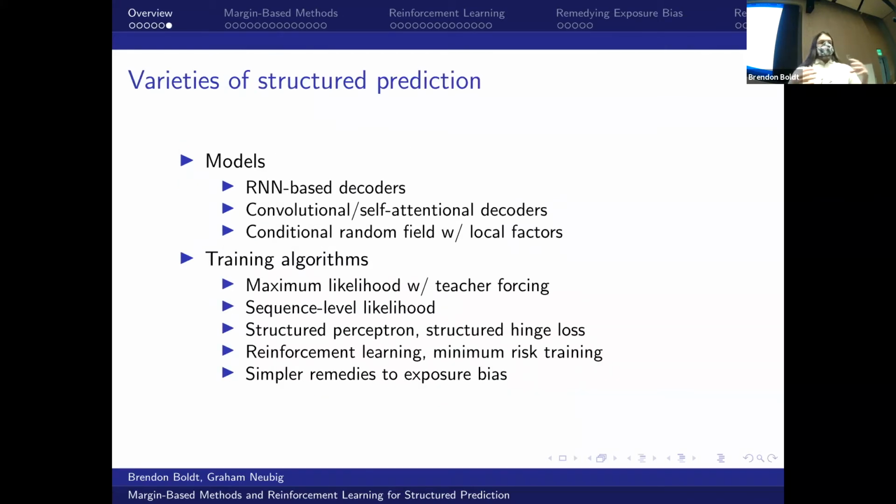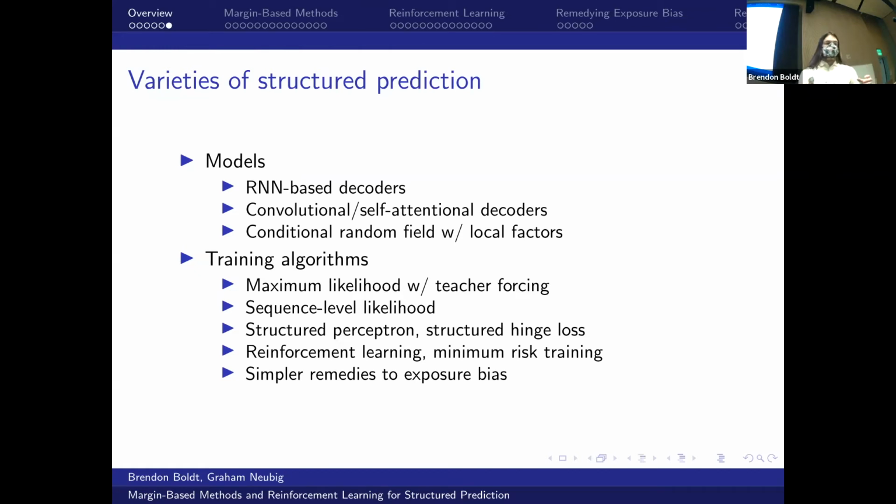One important part of structured prediction that we're not going to be talking about today, because hopefully you're familiar with the basics of it already, is the models that actually do the generation. This would be a recurrent neural network for decoding, or a convolutional or self-attentional decoder. You could also go the more classical ML route and use something like a conditional random field. We're going to spend more time today talking about the training algorithms themselves.